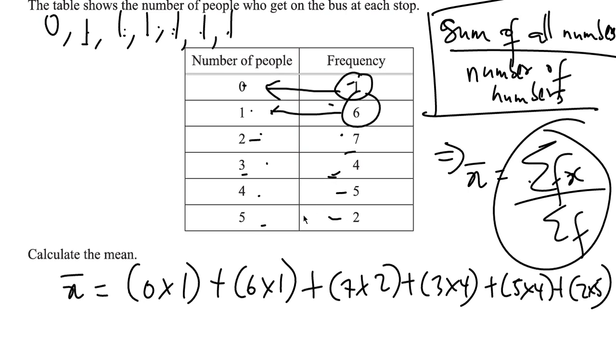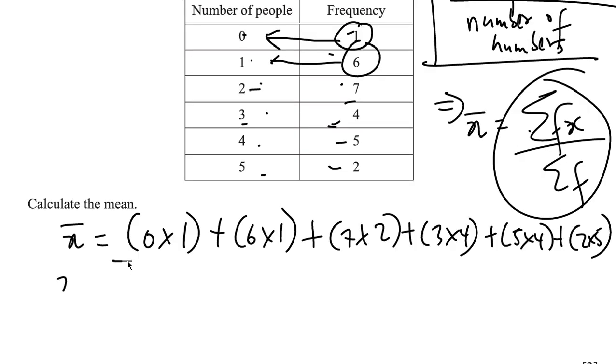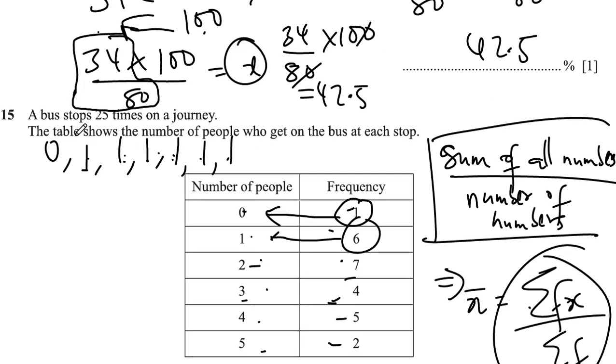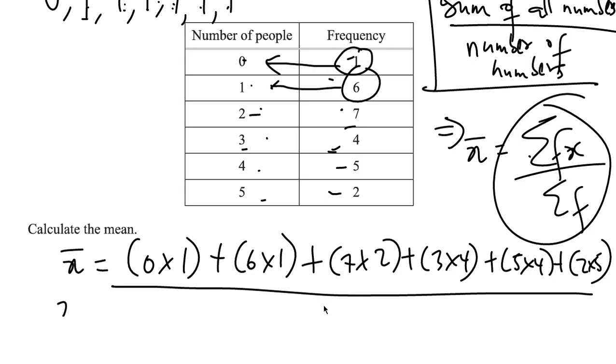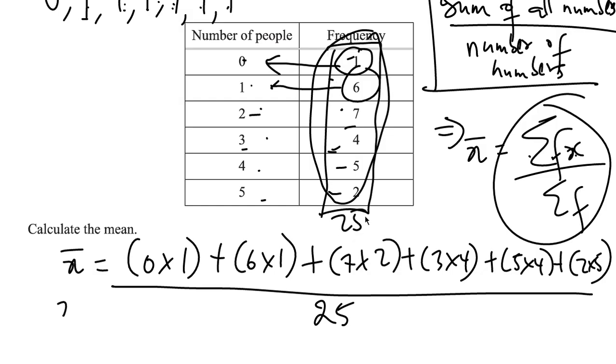Okay, so if we sum this up, divided by the number of outcomes, and we have 25 times in the journey, that's the number of elements in the data set. So that's 25, because if we add up the frequency, that's why the formula says the summation of fx, the frequency times the data, divided by the summation of f. If we add all those values together, it's going to sum up to 25.